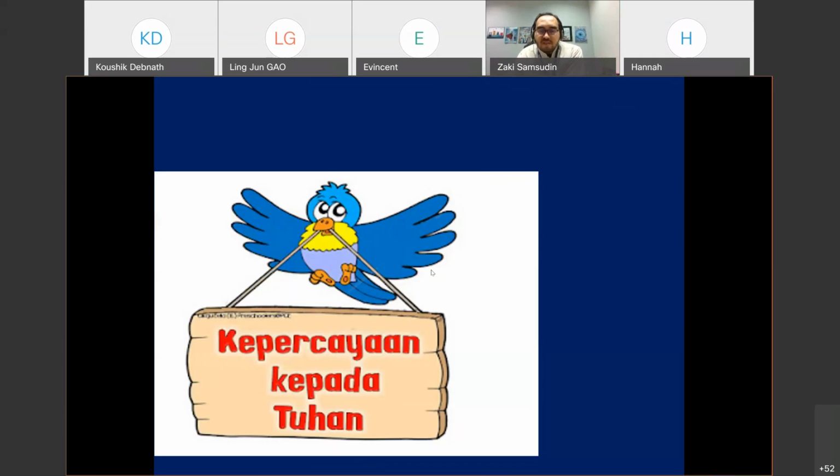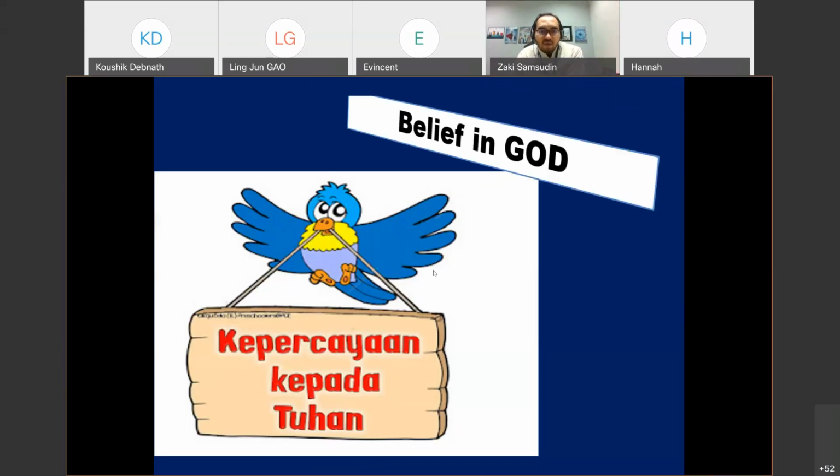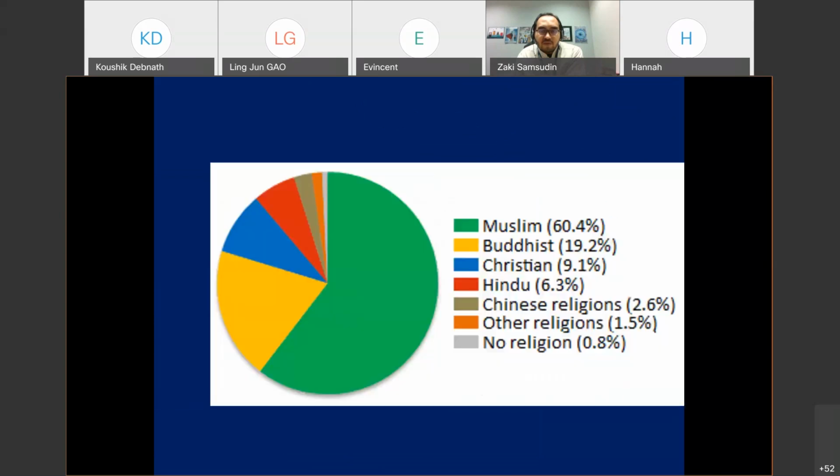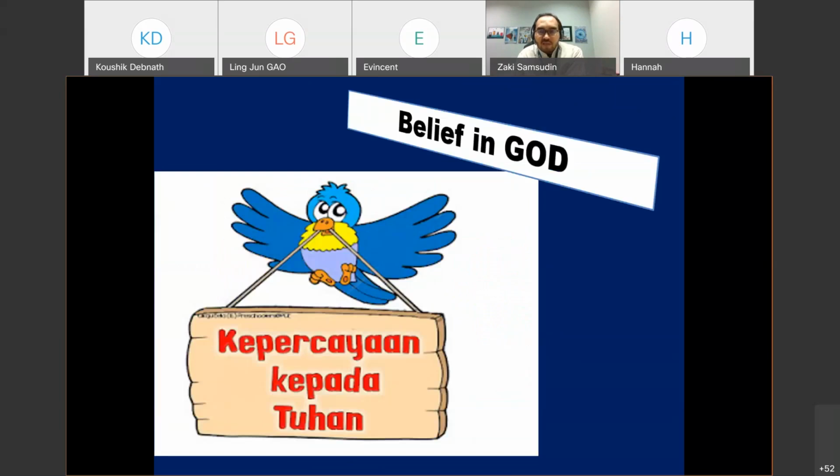Now, this is just basically covering back one by one. Believe in God. Okay, so religion over here. A question that maybe you'll be asking: when the national principle says you have to believe in God, does that mean that over here in Malaysia, you cannot be an atheist? Can you be an atheist over here in Malaysia?